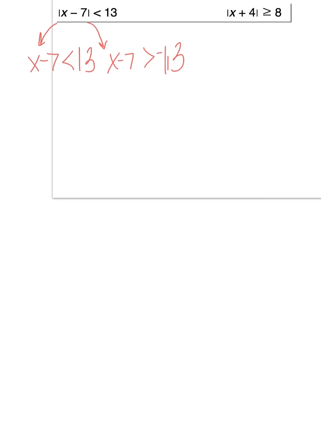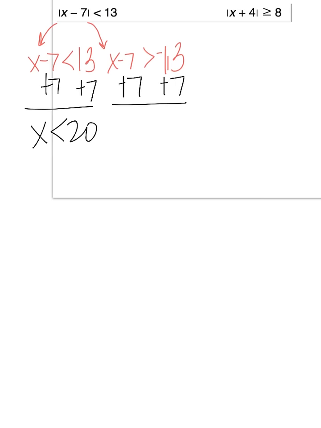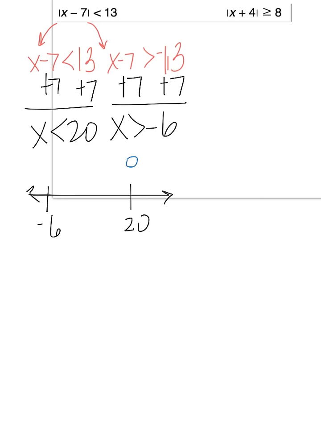So now I'm just going to solve. I'm going to add 7 to both sides, and I get x is less than 20. Add 7 to the other one, and I get x is greater than negative 6. So now I'm going to graph them. I'm going to make my number line, negative 6 and 20. For x is less than 20, I would do an open circle shaded to the left. And for x is greater than negative 6, again, open circle, and I would shade to the right.